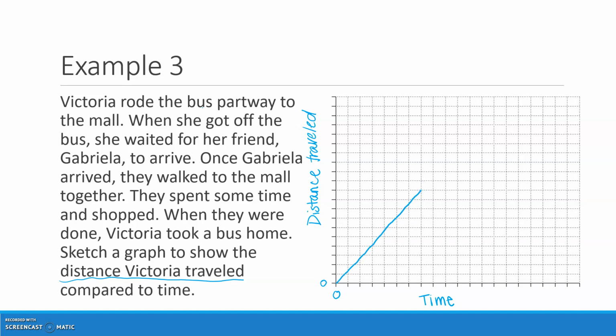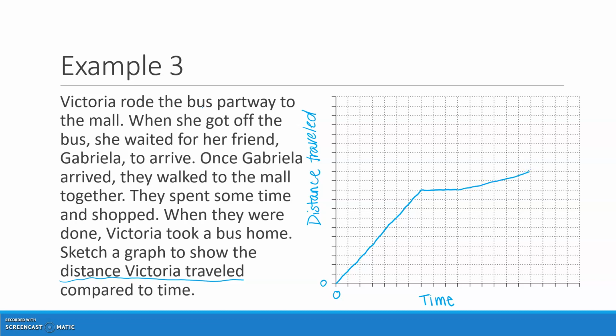And it says when she got off the bus, she waited for her friend, Gabriella, to arrive. So she traveled a certain distance to get to the mall. But then when she's waiting for her friend, she's not traveling at all. She's just kind of sitting there waiting, in one spot, for her friend. And it says that once Gabriella arrived, they walked to the mall together. So walking is going to be a little bit slower than taking the bus. So my line is going to look more like this.